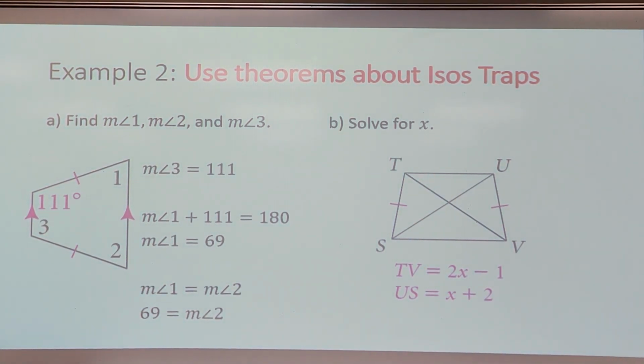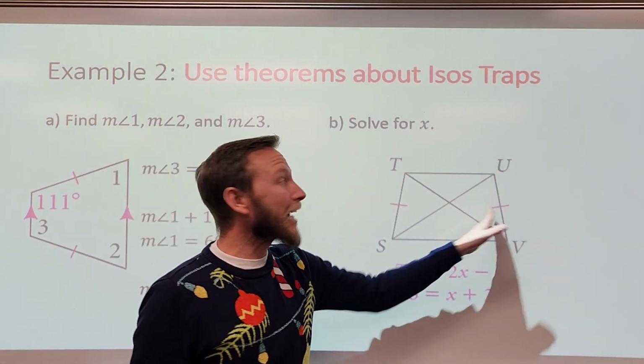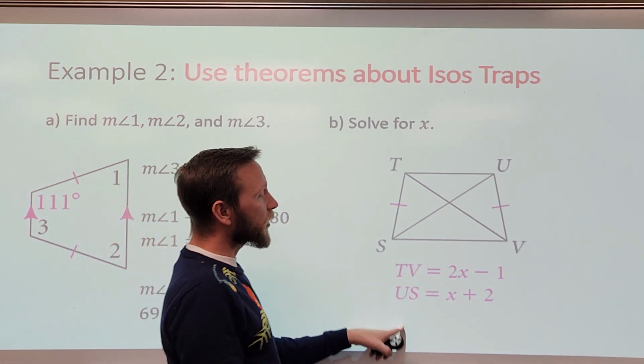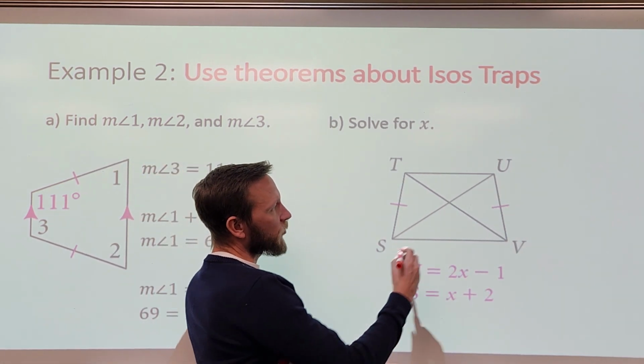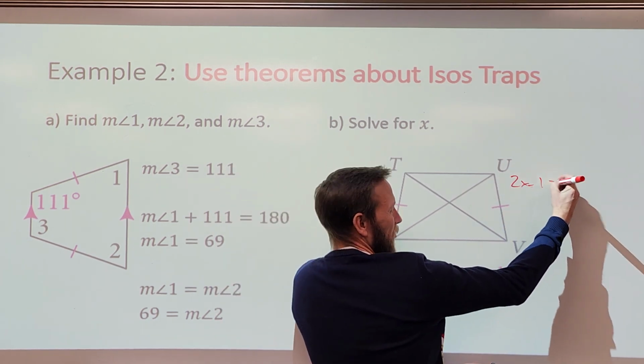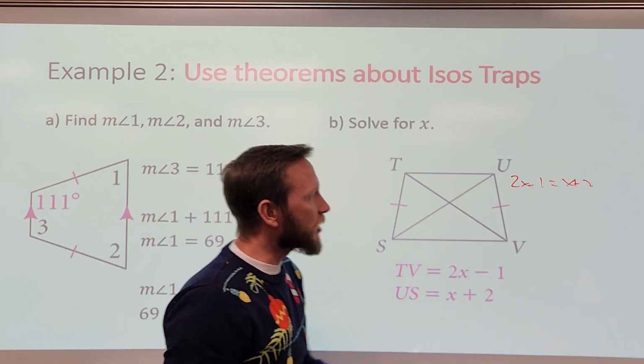Over here, solve for x. It marks these segments, TV, US. This is an isosceles trapezoid. And so we know that the diagonals are congruent. So our equation is that 2x minus 1 is equal to x plus 2. And solving that equation is not too terribly difficult.